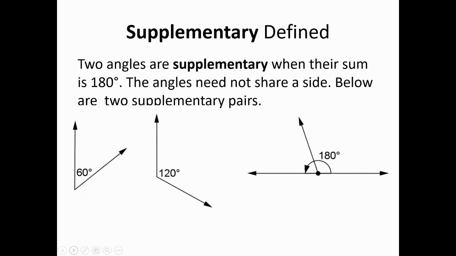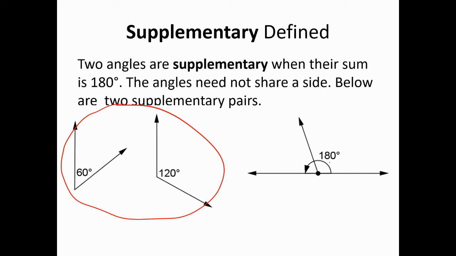And then finally, let us define supplementary, which works in very much the same way as complementary, except here the sum must be 180 degrees. So two angles are supplementary when their sum is 180 degrees. And again, they need not share a side. They need not be adjacent. So on the left-hand side, we have a pair of angles, obviously not adjacent. One measures 60, the other 120. So their sum is 180. That means that by definition they are supplementary.